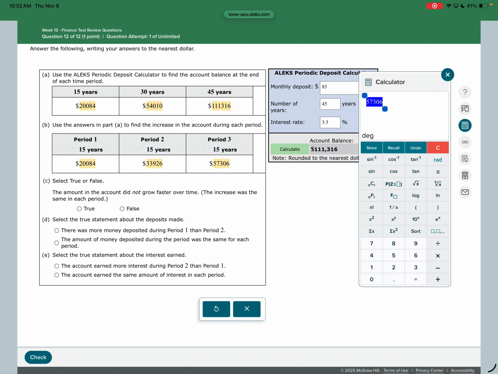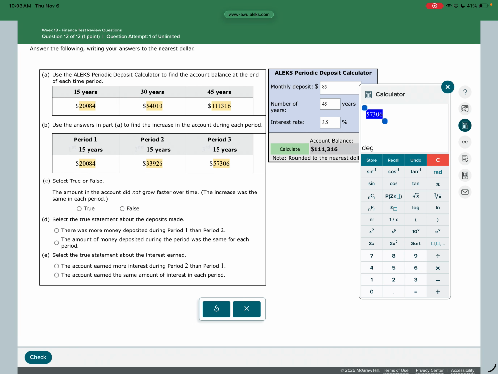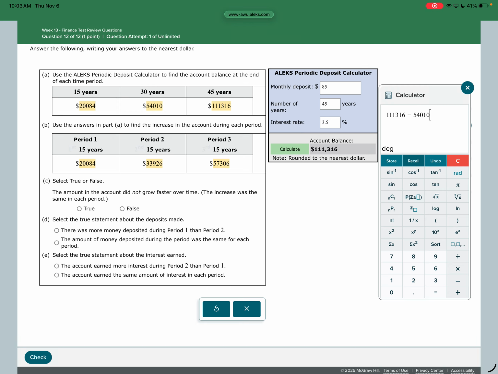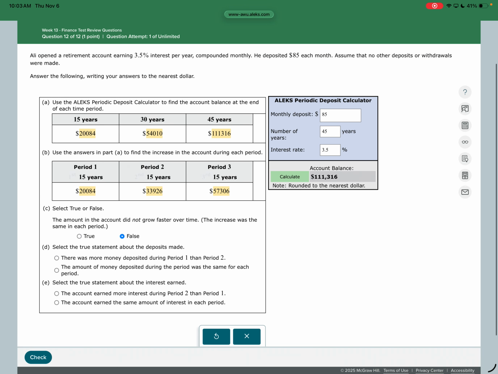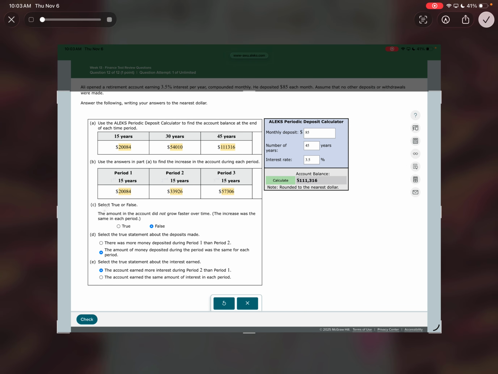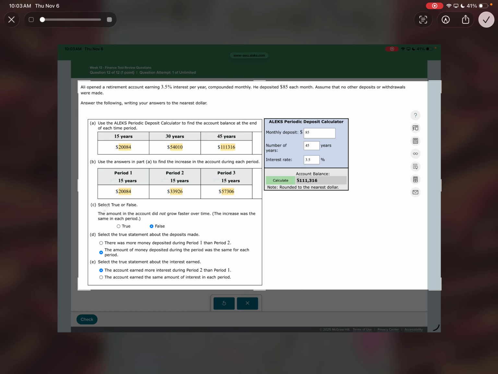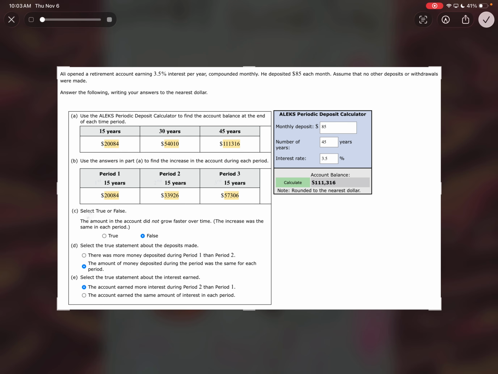So the amount in the account did not grow faster over time. That is false. There's more money deposited. Nope, I never changed. I always just put $85 a month away for all 45 years. So the amount was the same for every period. The amount earned more interest in period 2 than 1. Yes, every period will earn more interest as you are going along because you are putting interest on top of your interest, okay? This is why it makes such a big difference saving for retirement for 15 years versus 30 versus 45. You get an extra $13,000, then an extra, I don't know, what is that, $24,000?